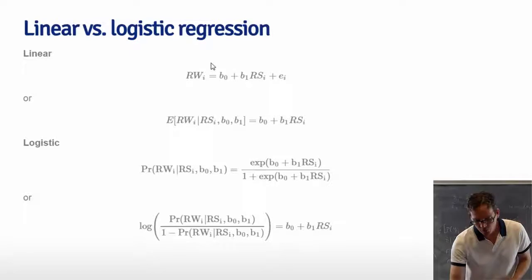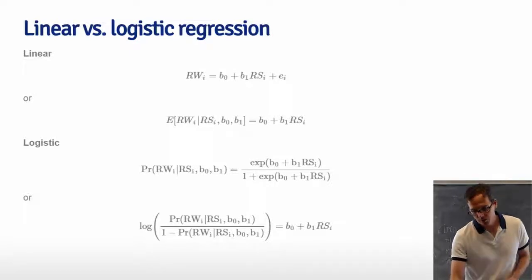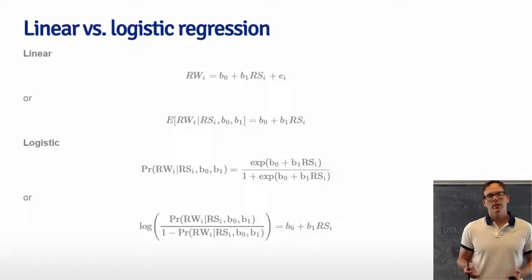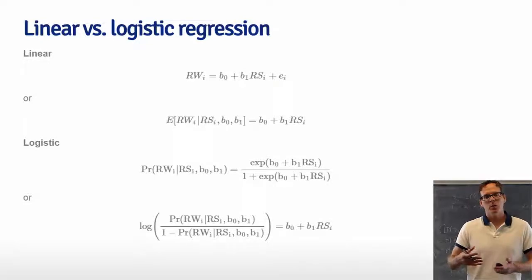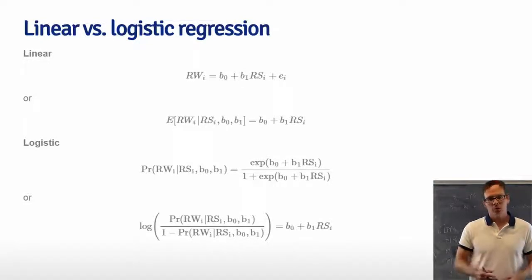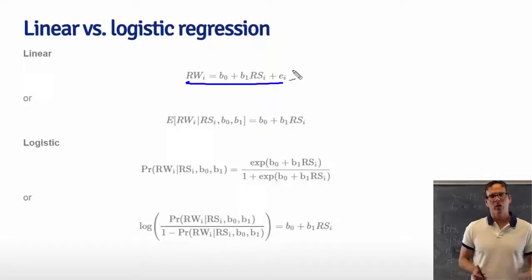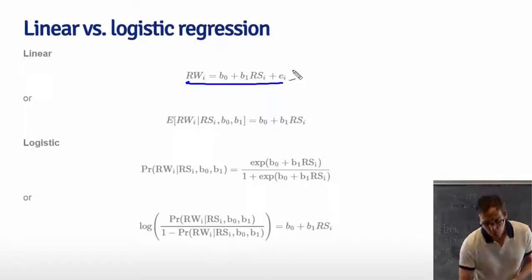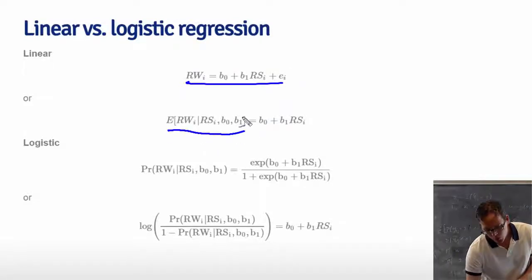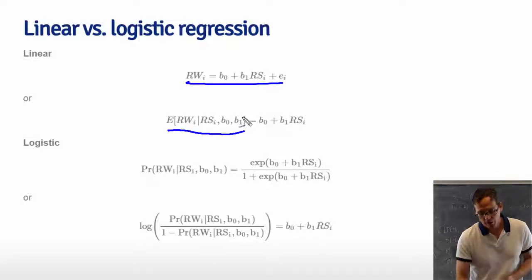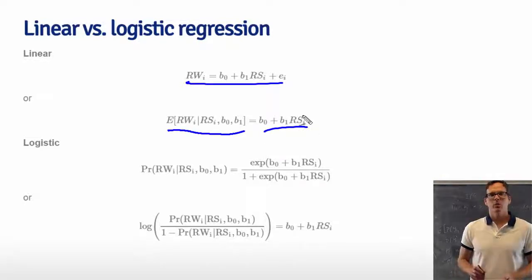But let's just draw the connection between the two so that we can relate what we're doing in logistic regression back to what we did in linear regression. For linear regression, we built models where the outcome was the intercept plus a slope parameter times the predictor plus an error term, which is a nice and convenient way to write out the model. But another way to write the same model was to say that the expected value of the outcome was this linear relationship.